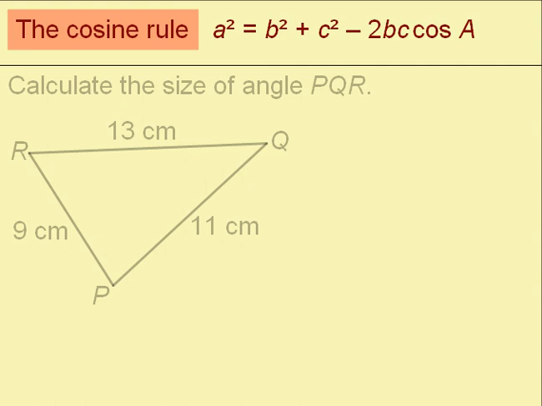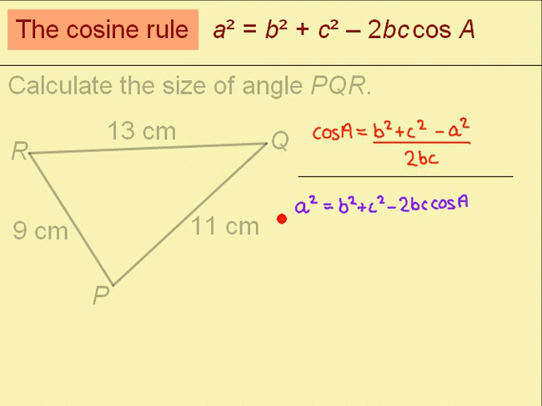Now you've got two choices. You can either memorise this formula, as well as memorising this one for a side, or you can learn to get this formula from the one that you've already memorised for finding a side. So this is the formula that we've already memorised for finding the length of a side.